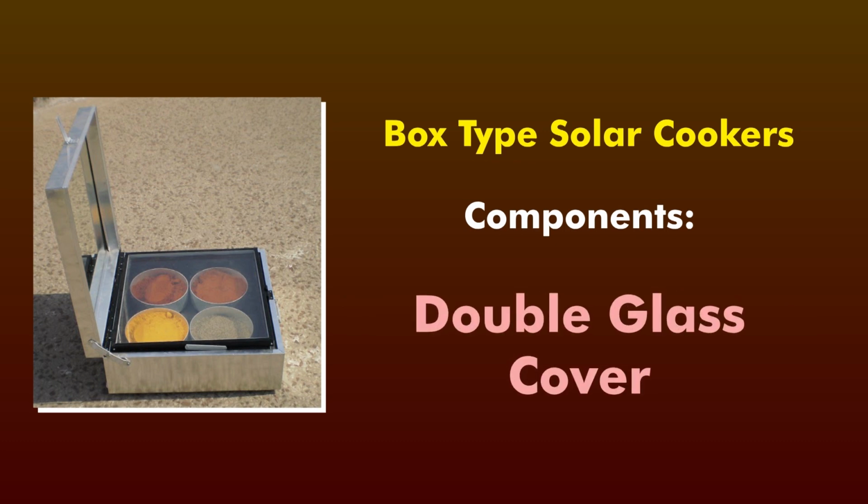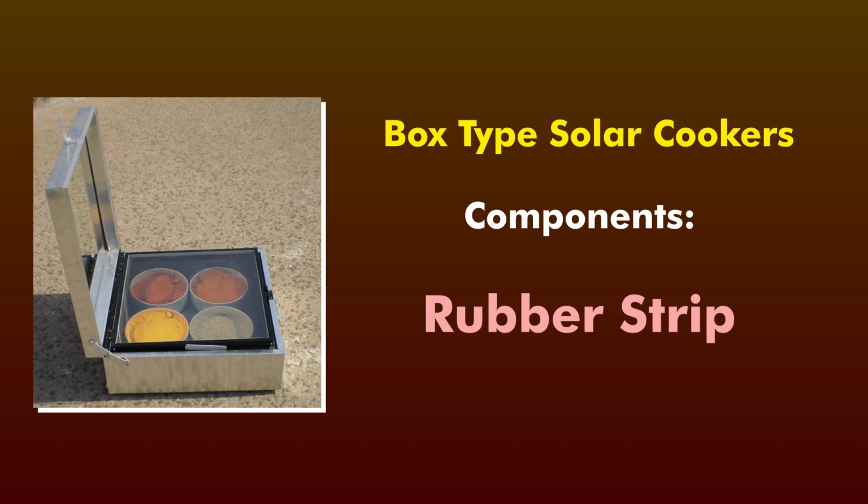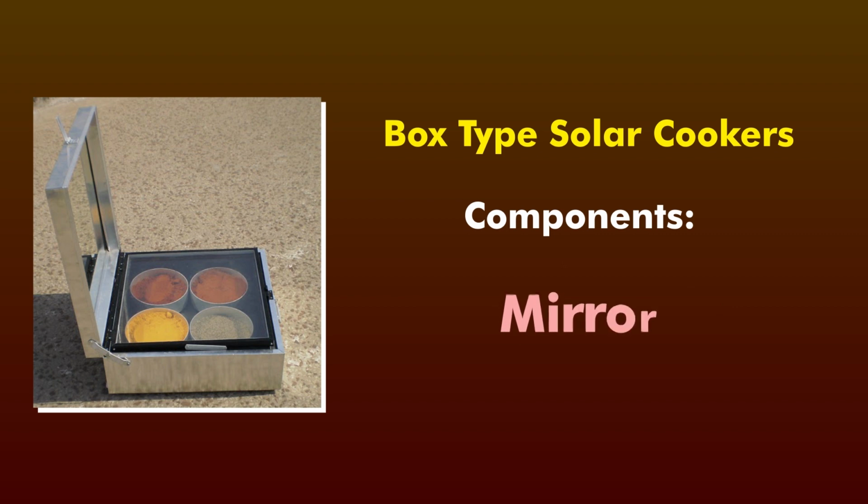In this box type solar cooker we also use a double glass cover with some space apart, which acts as an insulation. That means there are two glazings of glass and some space between them, so there is air between the two glasses, and this air will also work as an insulation. Another component is a rubber strip which is used on the wooden frame. Another component is a mirror. What is the use of this mirror? Mirror is used to increase radiation input on the absorbing surface.